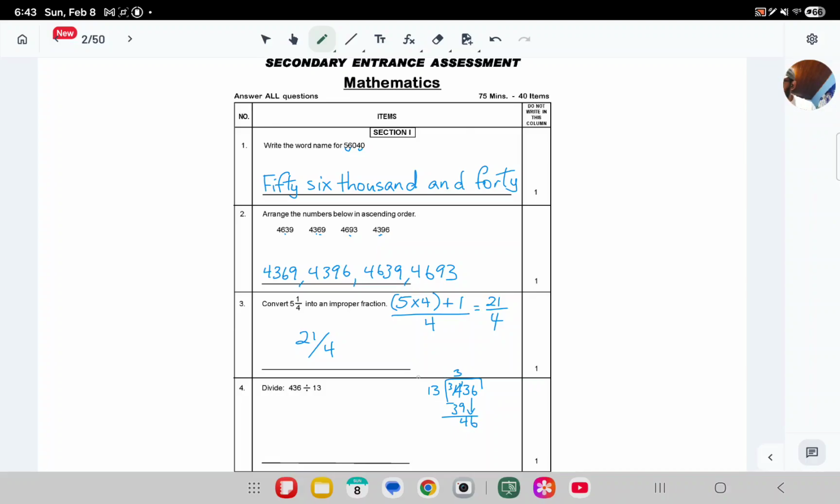13 into 46 is same 3. That will give us 39. Subtract. And we have a remainder of 7. So the answer is 33, remainder 7. Alright, remember your steps. Divide, multiply, subtract, bring down.